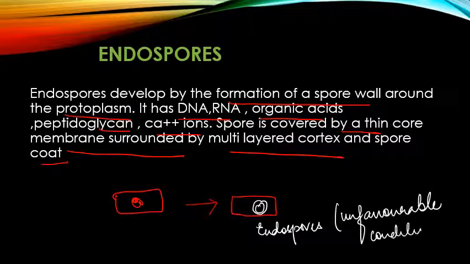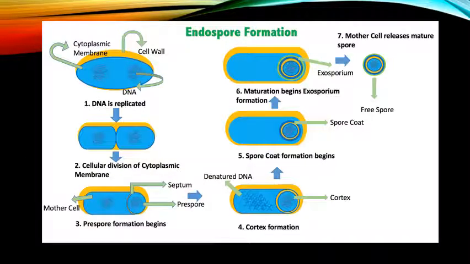Unfavorable conditions. Clear? So this is how bacteria reproduce. I have a cycle here. You can see this is the cell wall, this is DNA. DNA is replicated. For this also, the DNA needs to be replicated, right? Once DNA is replicated, these two DNA move to the opposite poles, and there will be a formation of spore-like structures, right? So this is how bacteria reproduce in the case of endospore.